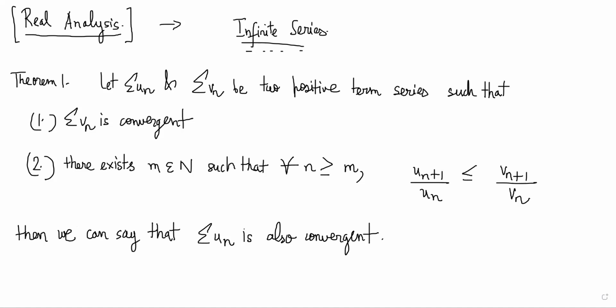So what is the theorem saying? It says that suppose we have two different infinite series in which one of them, vn, we know is convergent, and if there is some natural number m such that for any n after the cutoff point m, you always have the ratio un plus 1 by un less than the ratio for the corresponding convergent series, vn plus 1 by vn, then the un series is also convergent.